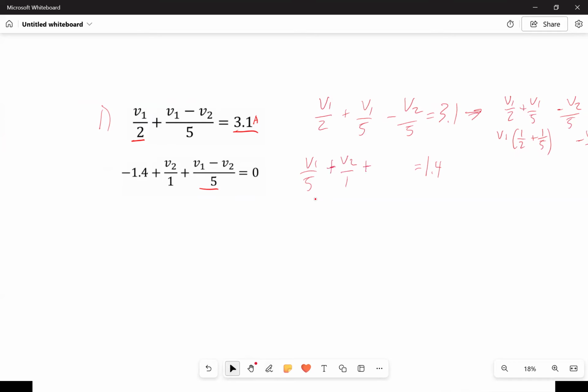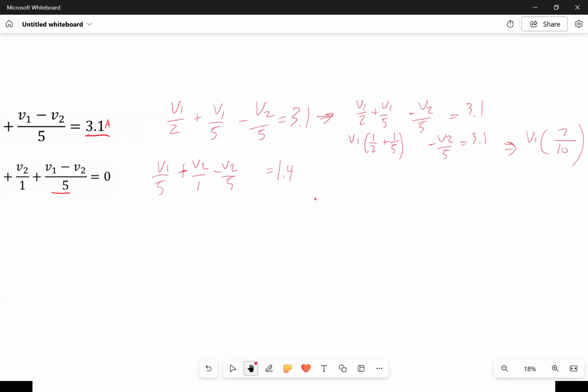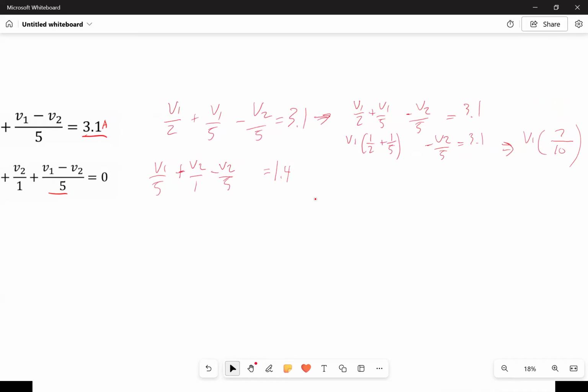Plus V2 over 1. And then minus V2 over 5 is going to equal 1.4. Now I can see that I can skip this step, and I'm just going to go ahead and set them up in factored form. So I have V1 over 5 plus V2 times 1 over 1 minus 1 over 5 is equal to 1.4. Okay? We good with that?